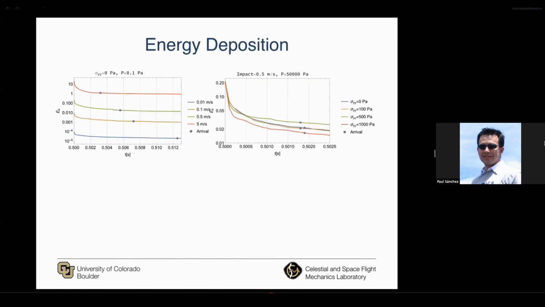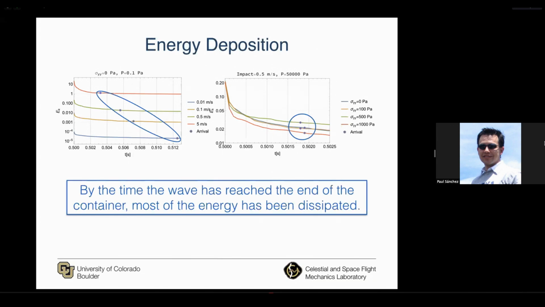Now, what happens with energy deposition? The dots you can see in there, this is a plot of just energy versus time. The small dots you can see in there, they symbolize the time of arrival of the wave to the other side of the container. And as you can see, by the time the wave has reached the end of the container, most of the energy has been dissipated.